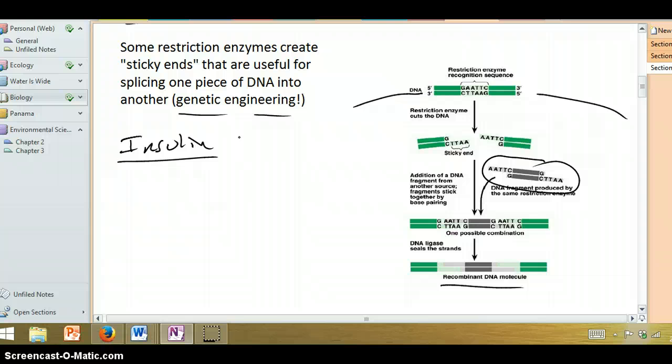But what was done several decades ago is that bacteria, essentially E. coli, had the human insulin gene spliced into them, and so now there are these cultures of bacteria with this human gene, and they sit there all day and they pump out insulin.